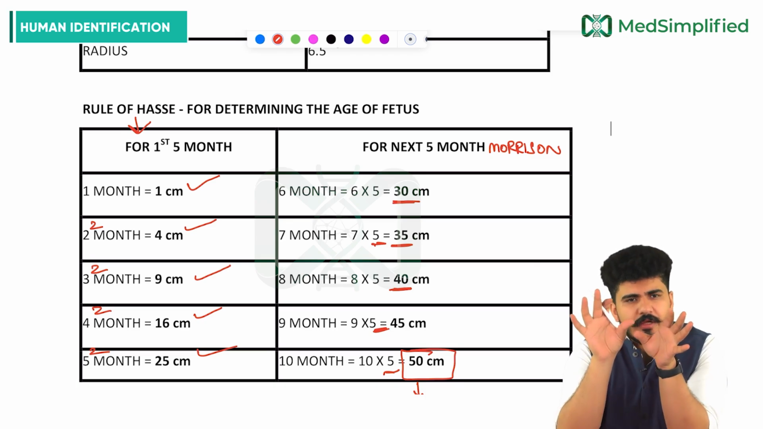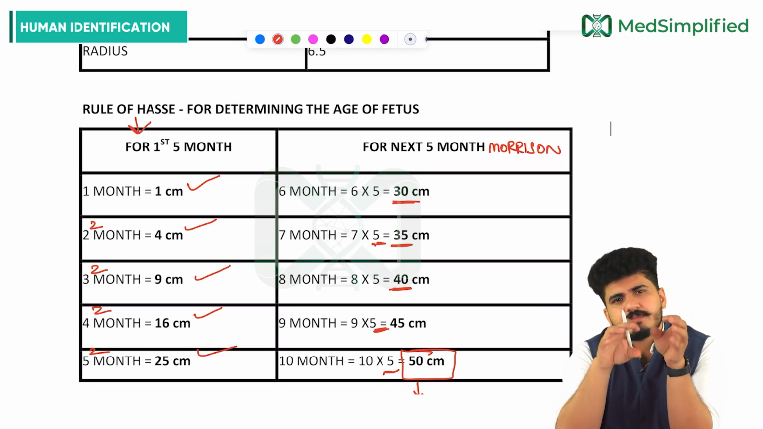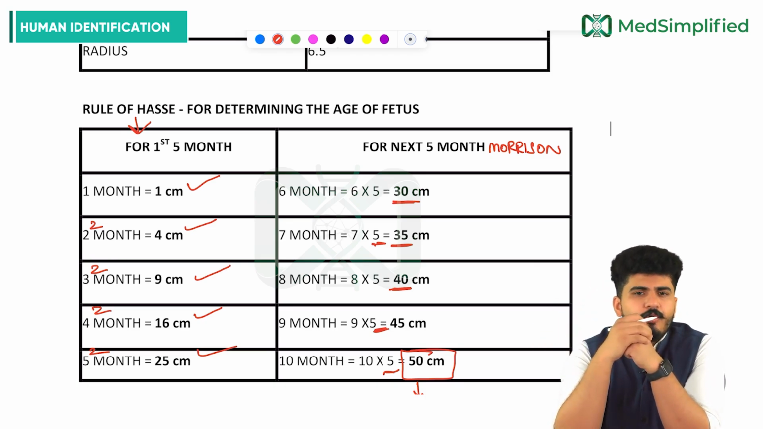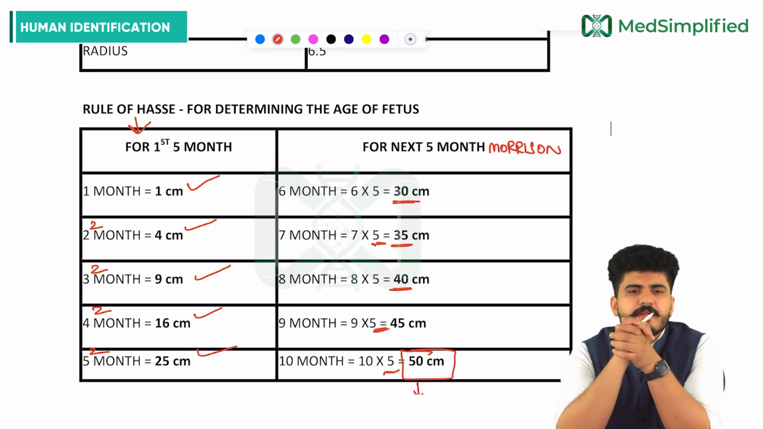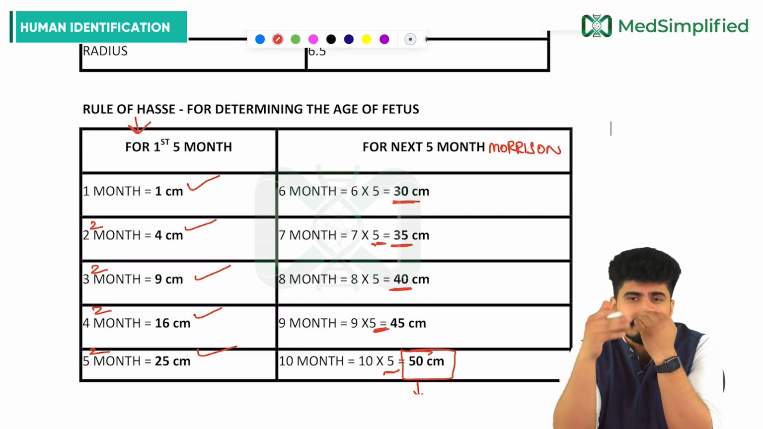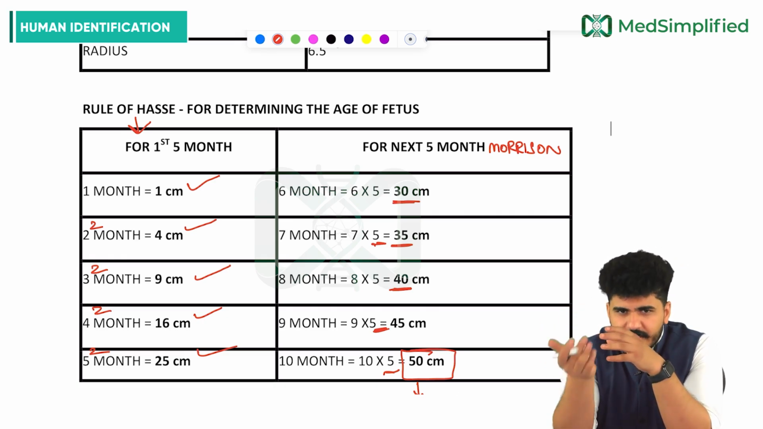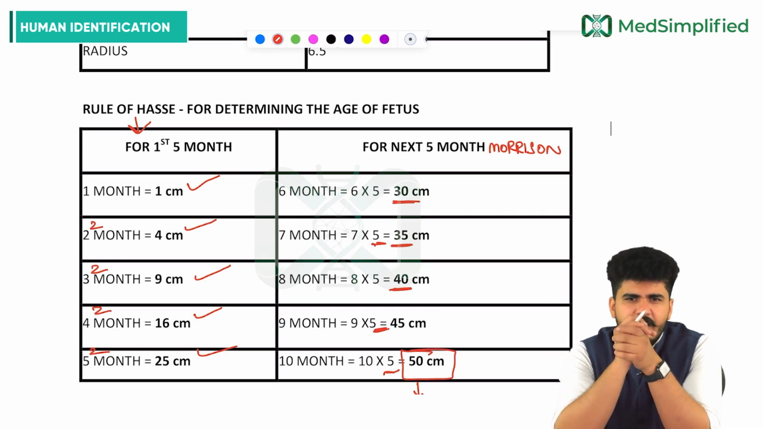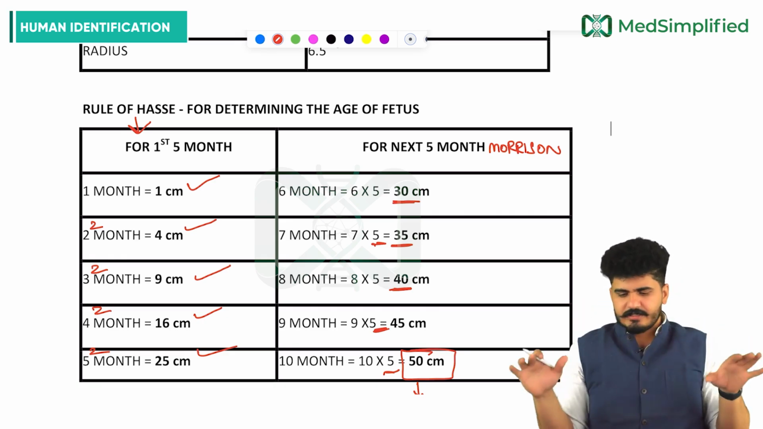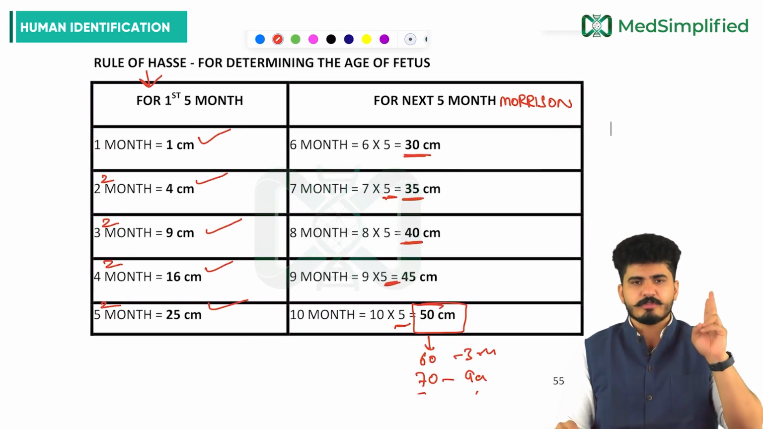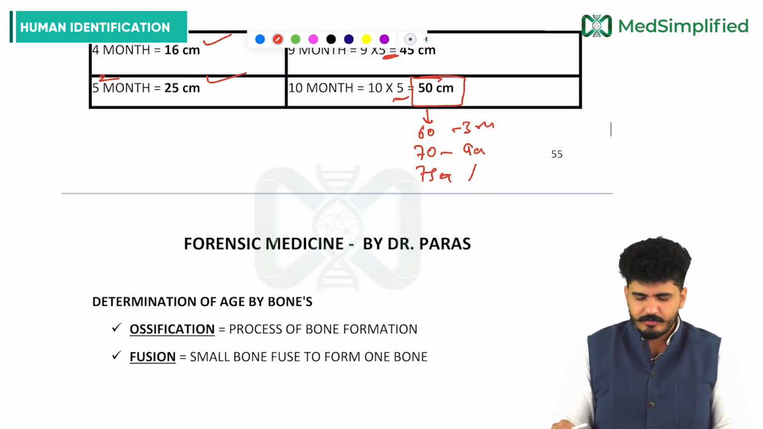2 months, 2 2s are 4 centimeters; 3 months, 3 3s are 9 centimeters; 4 months, 4 4s are 16 centimeters; 5 months, 5 5s are 25 centimeters. For the next 5 months, 6 5s are 30, 7 5s are 35, 8 5s are 40, 9 5s are 45, 10 months 10 5s are 50. This is all you need to know in the two rules: Rule of Hasse and Morrison's rule.